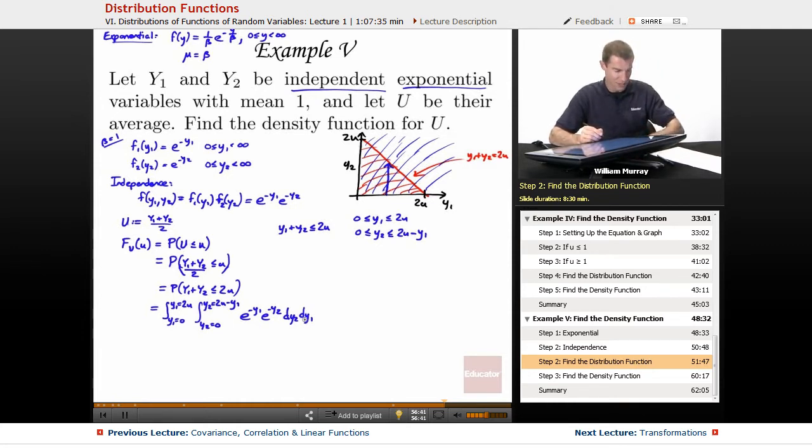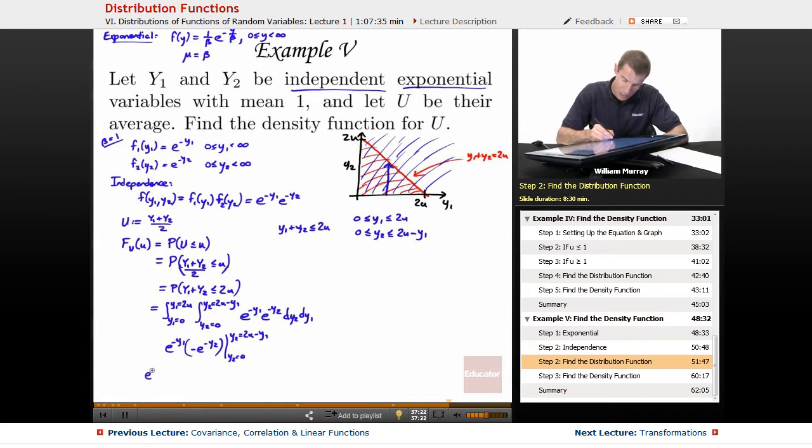It's going to be a little bit messy, but I noticed that my first integral, the inside integral, is with respect to y2. That means e to the negative y1 is a constant. So that's one mercy there. So I'm going to pull e to the negative y1 out of the inside integral, because it's just a big constant. Now the integral of e to the negative y2 is negative e to the negative y2. Those are being multiplied. And I have to evaluate that from y2 equals 0 to y2 equals 2u minus y1.